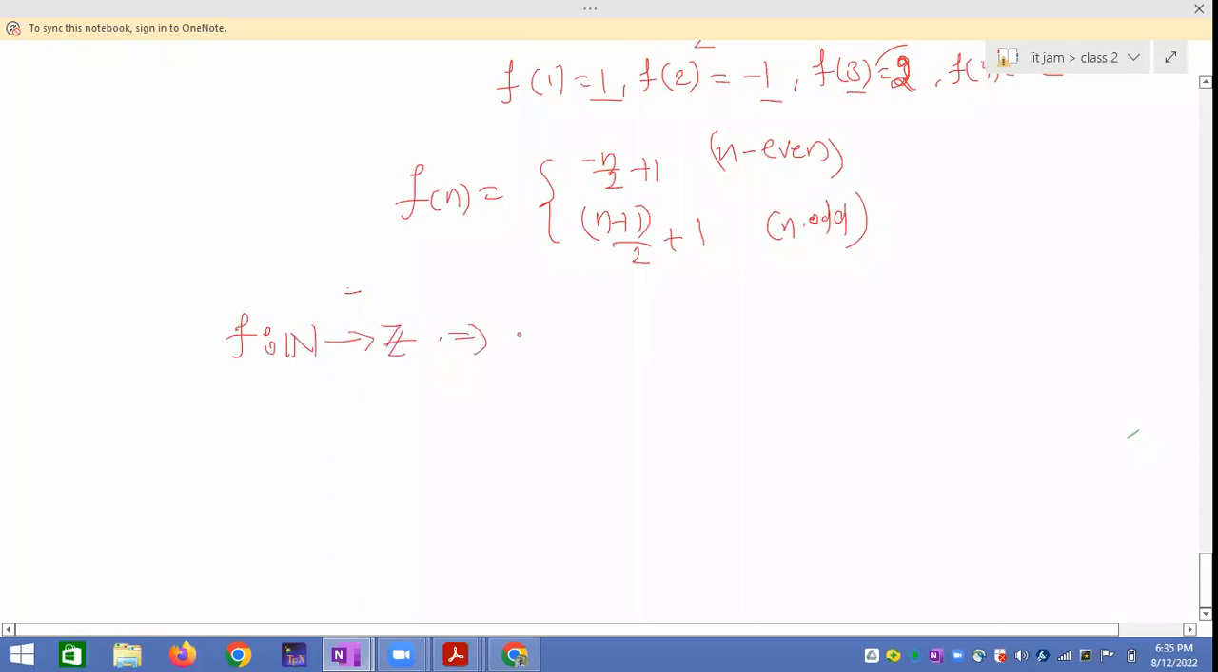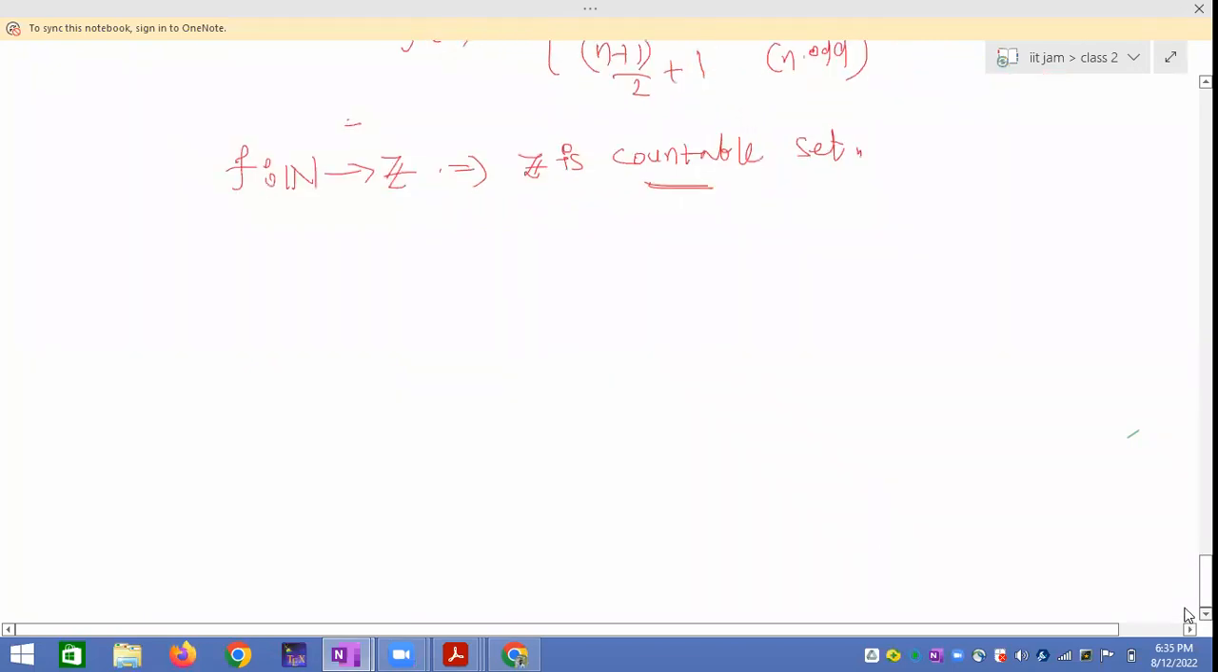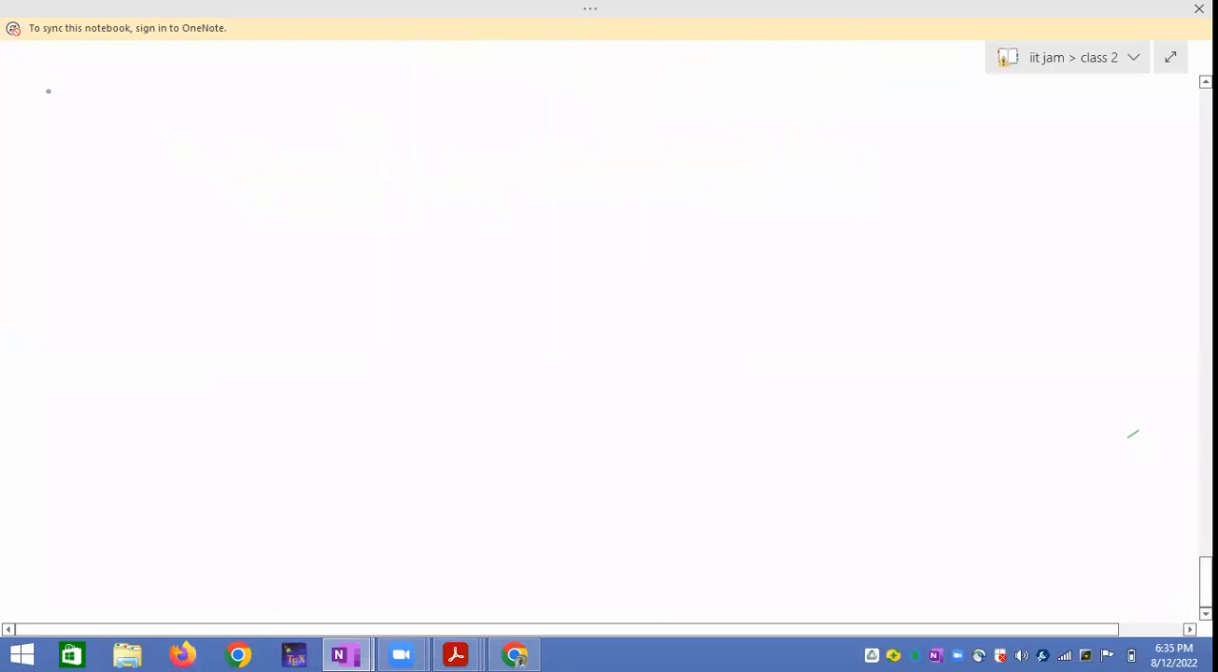This implies Z is countable. Z is countable set. Always remember, Z is countable. Now you can verify also 2Z, 3Z. For 2Z, you can always get 0, plus or minus 2, plus or minus 4. This is also countable.